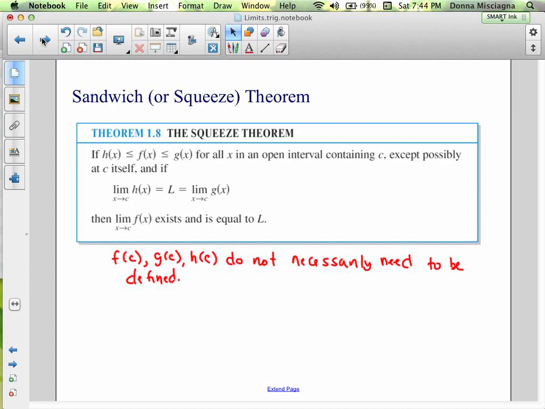If h of x is less than or equal to f of x is less than or equal to g of x for all x in an open interval containing c except possibly at c itself, which means that f of c, g of c, and h of c do not necessarily need to be defined. And the limit of h of x as x approaches c and the limit of g of x as x approaches c is equal to the same thing L, and f of x is in between or equal to these two functions, then the limit of f of x as x approaches c exists and is equal to L. Right? So let's take a look at this in action.